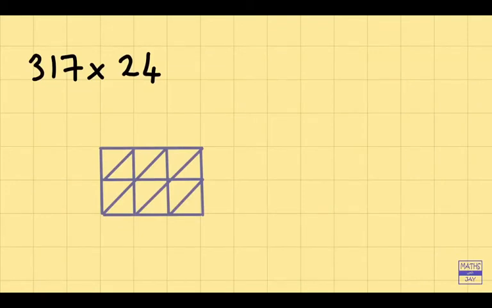So first of all, writing our 3-digit number, 317, and then our 2-digit number, 24. And now all we need to do is multiply together each of the pairs of numbers. It doesn't matter where we start now, but let's start at the top left-hand corner.